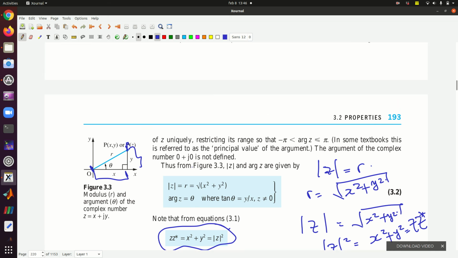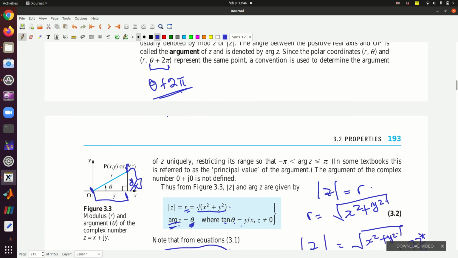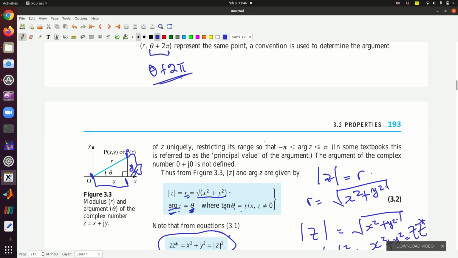So again, r is the modulus, which is the square root of x squared plus y squared, and the argument of z is the angle theta. We can determine theta from the relationship that the tangent of theta is equal to the vertical distance y over the horizontal distance x. However, since you know that theta plus 2 pi always represents the same angle, the same point, we have the principal argument. This is what they call the principal argument.